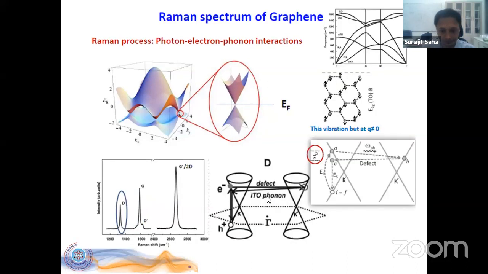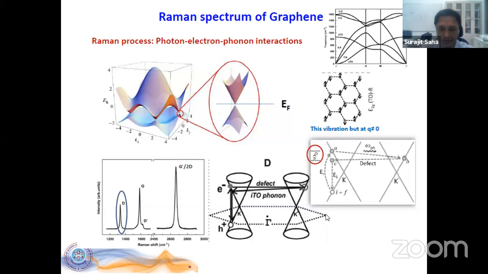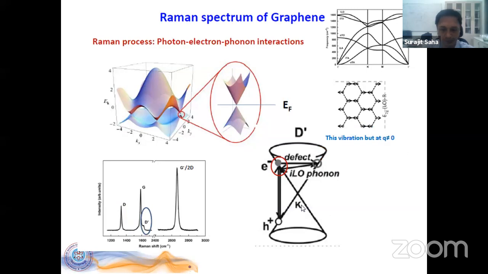Now, this is the defect peak. Defect peak is also strong. And here, there's a defect state which is involved in giving this peak. So as and when graphene has a defect state, this particular mode will be excited. And again, because these real states are involved in this vibration, we get to see this mode as a strong peak. And this is another mode. I'll not worry about it.